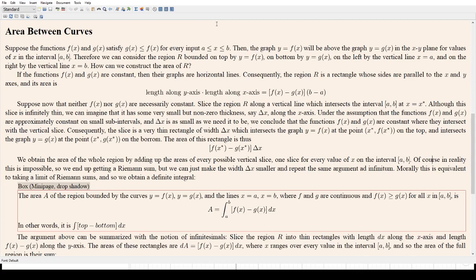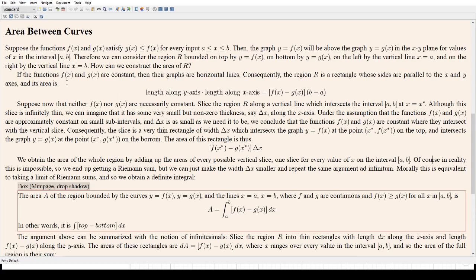Okay, so suppose we have two functions, and one of them is larger than the other. Then, if we look at the graph of y equals f of x, so f is the larger one, that's going to be above the graph of y equals g of x. So one curve is higher than the other curve, for all values of x inside some prescribed interval. Therefore, we can consider the region that is bounded on top by one of the graphs, bounded on bottom by another one, on the left by a vertical line, and on the right by another vertical line. How can we find the area of a shape like this? So this is literally the area between the graphs of two functions.